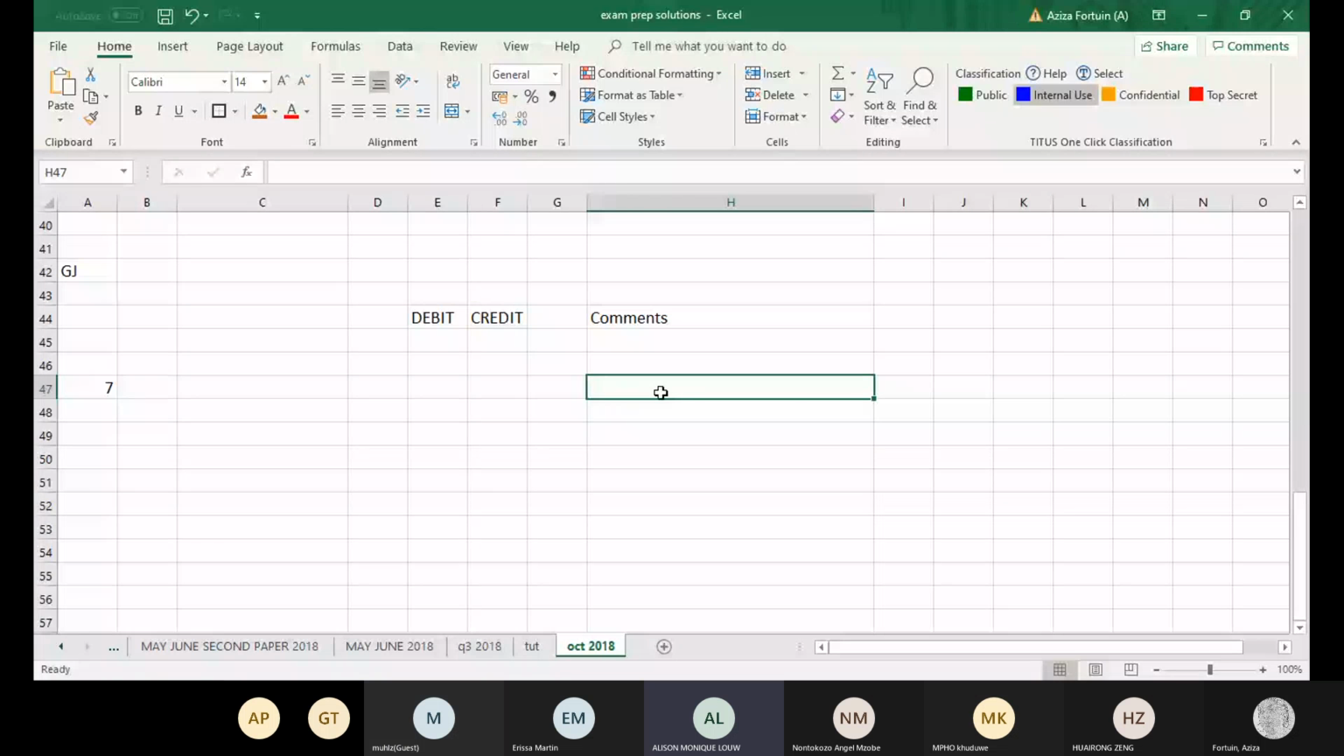It goes into the general journal because it cannot be recorded in the other journal. It's because it's a credit purchase. That's why it will be recorded in the general journal.